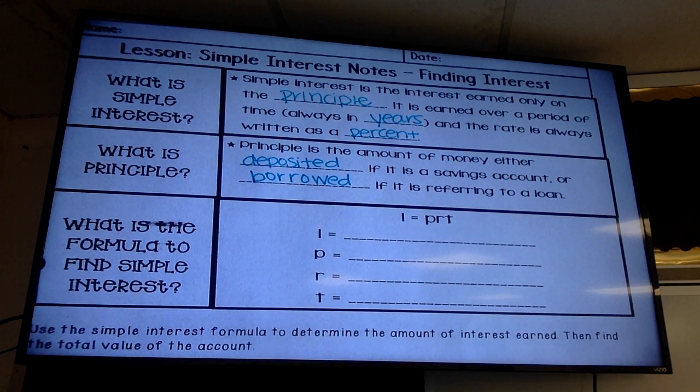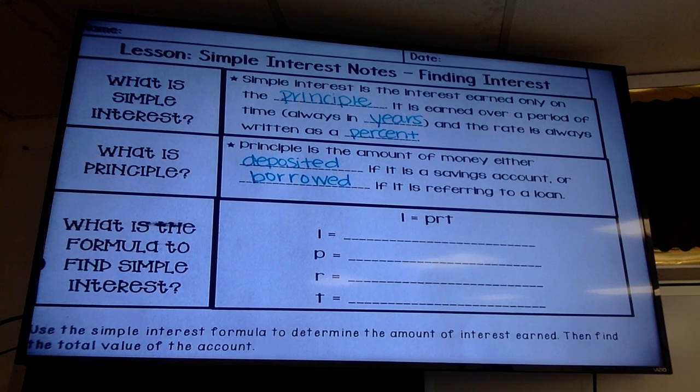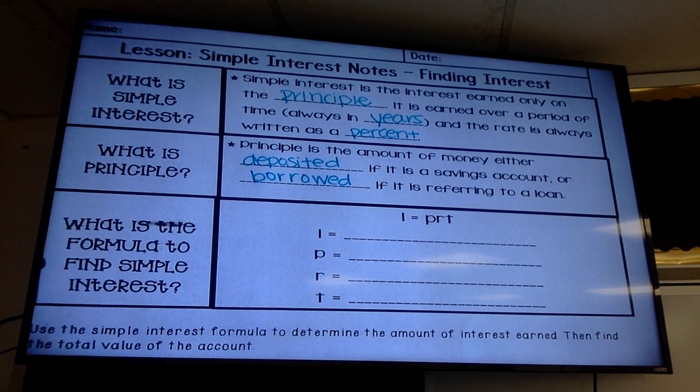So if you open up a savings account, which all of you are of the age now where you may have a savings account, you just have to have mom or dad sign off on it. You can deposit money into there and it can earn simple interest. You can earn money just by having your money sit in the bank. Okay? That deposit is the principal. Or let's say you're going to college and you need to borrow money, you need to take out a loan. The amount of money that you borrow is also called the principal.